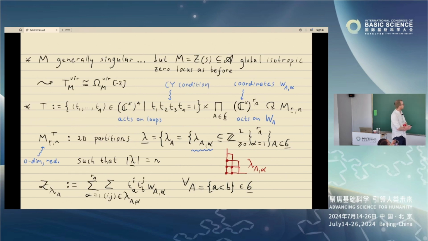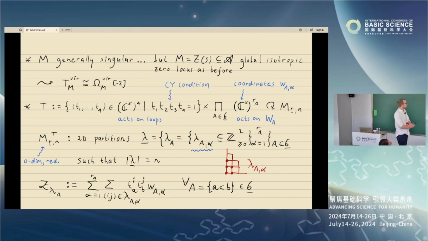In general, this moduli space is very singular, unlike the traditional ADHM moduli space, but it has a very nice feature. It is globally the zero locus of an isotropic section, as I mentioned before. So it has that global isotropic zero locus description. So therefore, by the previous discussion, it's again symplectic, but in this virtual shifted sense.